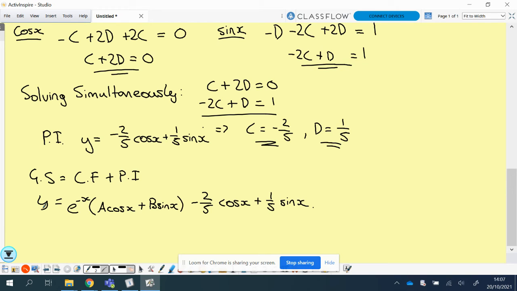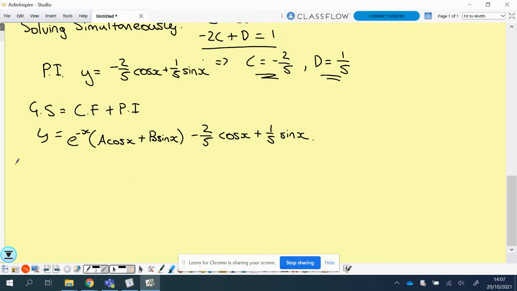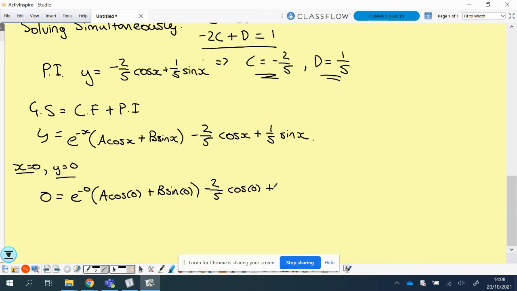The first thing that I've got data-wise is that when x is 0, y is 0. That was one of my stipulations. So I'm going to substitute these in. I'll have 0 on the left-hand side. e to the negative x becomes e to the negative 0, times a cos 0 plus b sin 0, minus 2/5 cos of 0 plus 1/5 sin of 0.